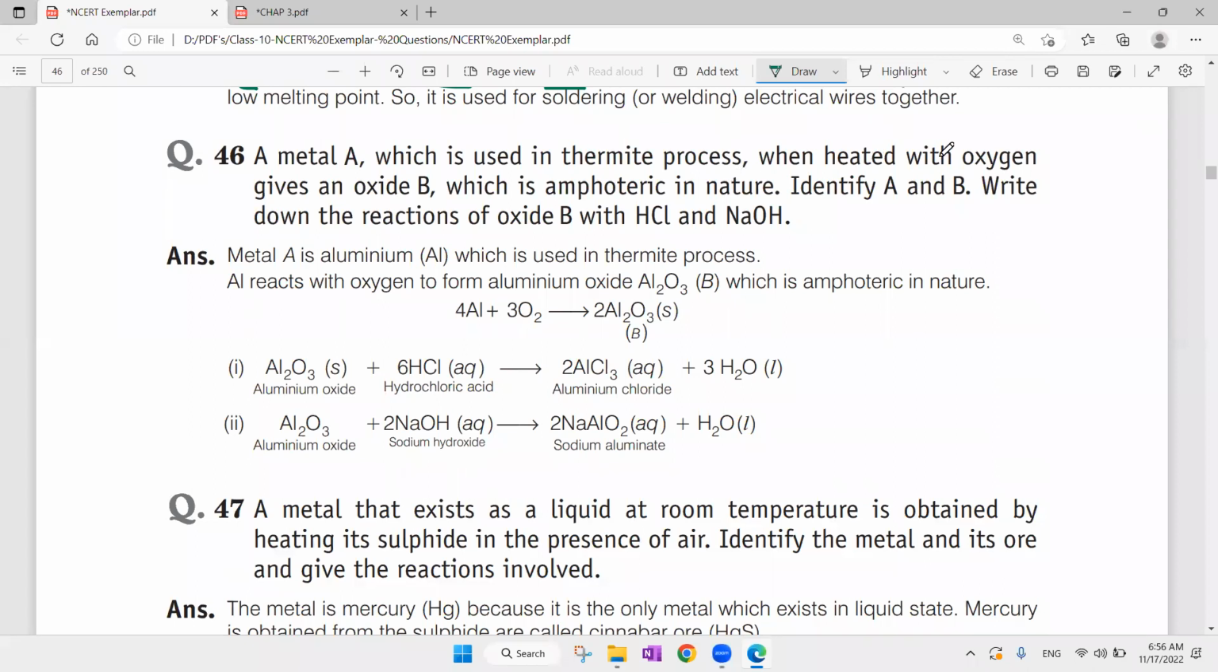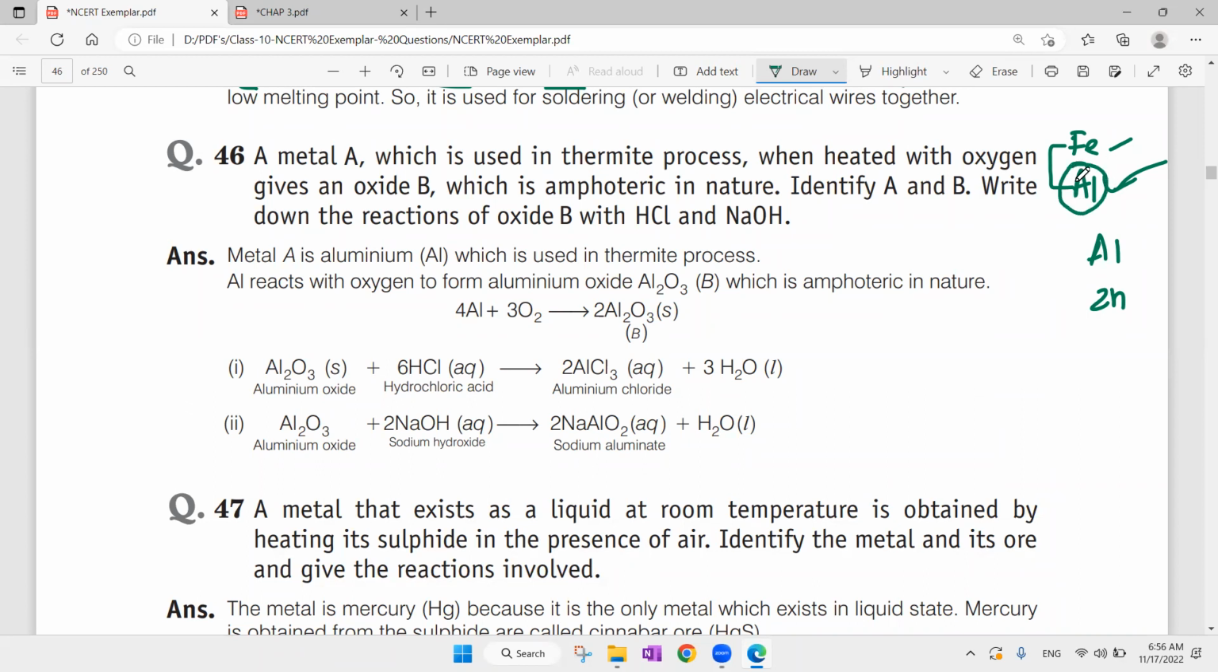So thermit process means we know iron Fe2O3 plus aluminum, isn't it? So either you can go with iron and aluminum, but in these two, one we have to select. When heated with oxygen gives oxide B. Okay, iron will give iron oxide, aluminum also will give aluminum oxide, leave that. Which is amphoteric in nature. Now in these two, which one is amphoteric in nature? Of course, aluminum. Aluminum and zinc, isn't it? Both are amphoteric in nature.